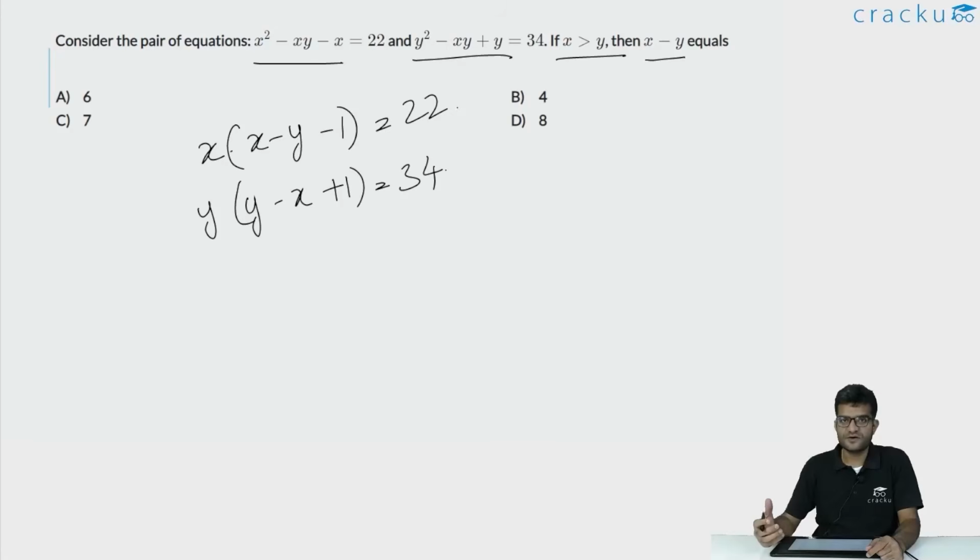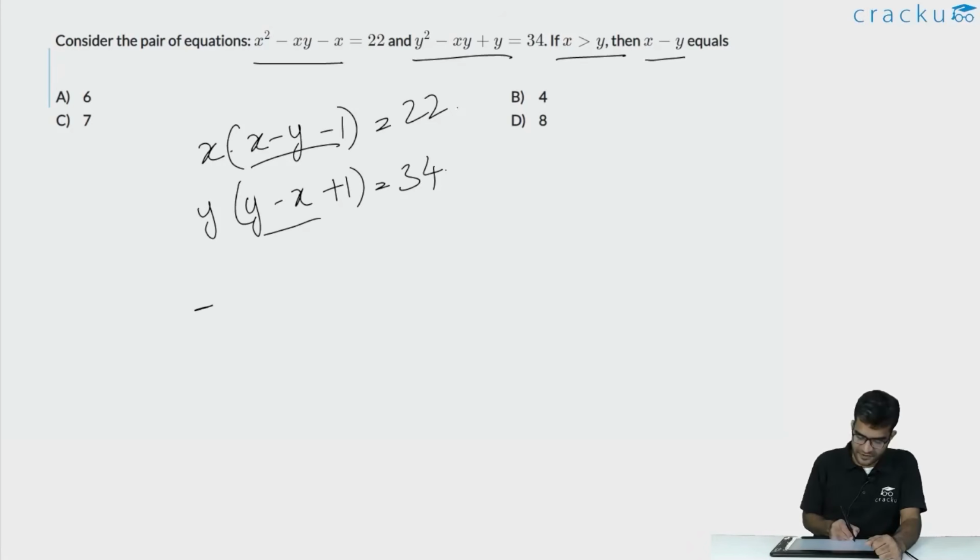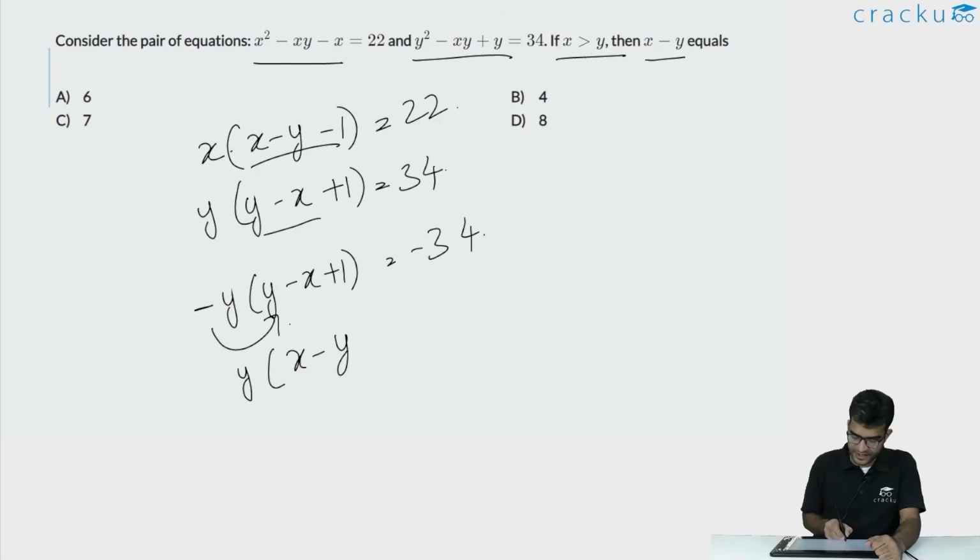On the first glance, it looks like both the equations have nothing in common. But if you are looking at the second terms of both the equations, both of them seem quite similar. For example, if you multiply the second equation with minus 1, then it becomes equal to minus y into (y minus x plus 1) is equal to minus 34. What is minus of the second term? This is y into (x minus y minus 1) is equal to minus 34.